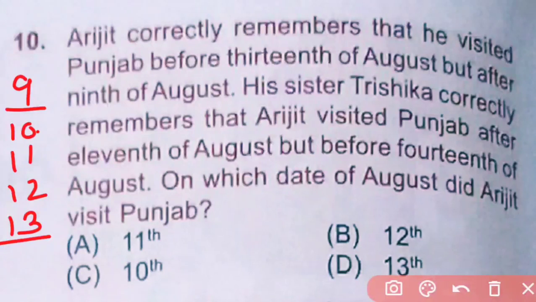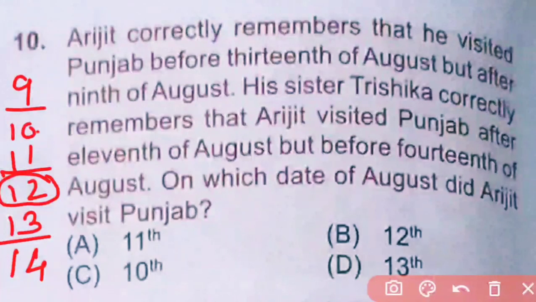His sister is saying after 11th but before 14. Her saying means 12 or 13 are possible dates on which he visited Punjab. But he is saying before 13, so now the possible date is only 12. On 12th of August, Arijit visited Punjab.